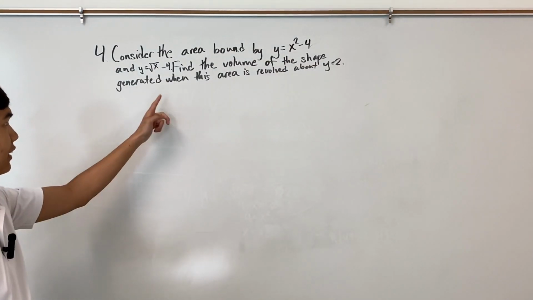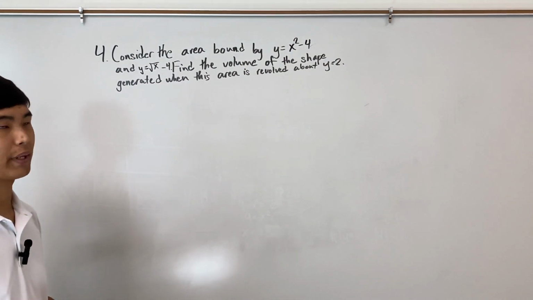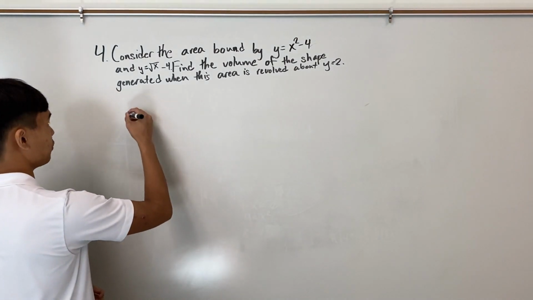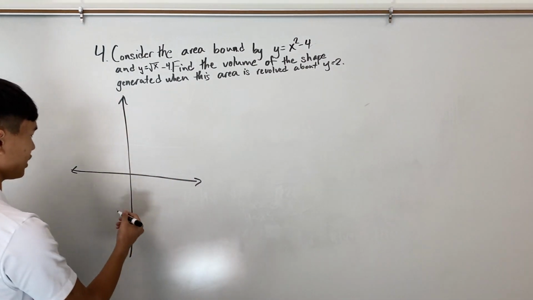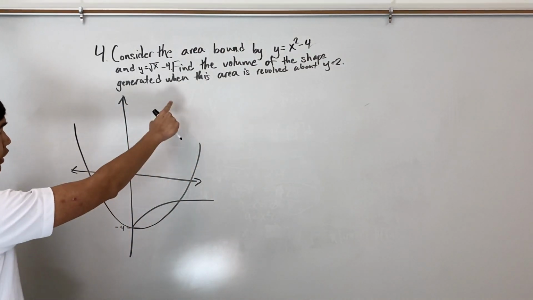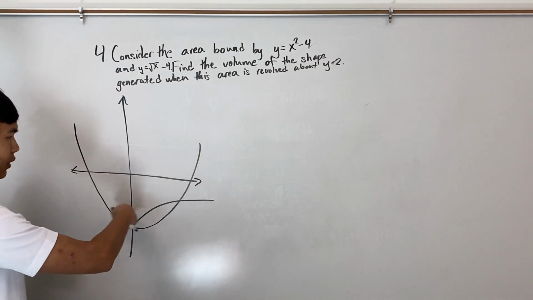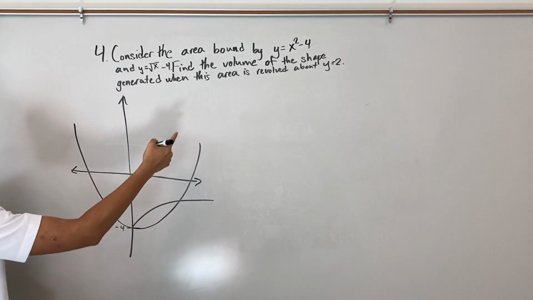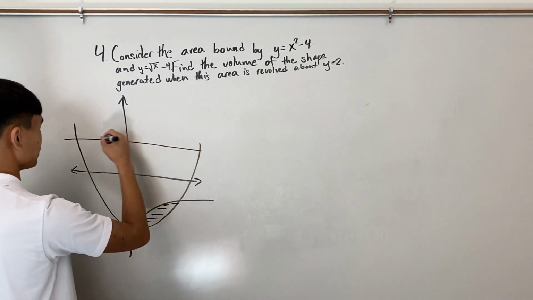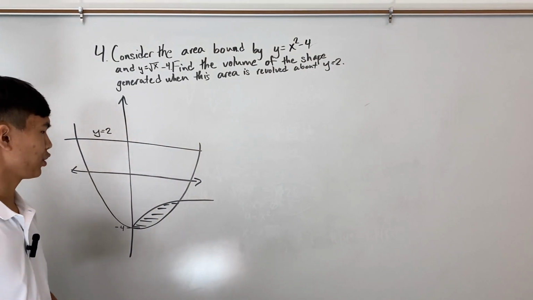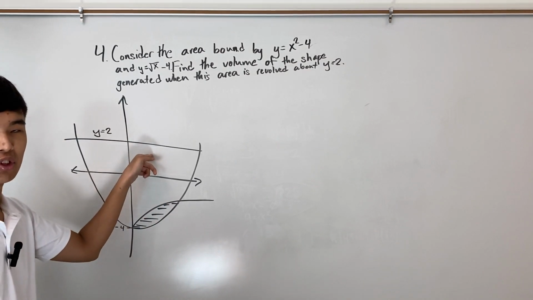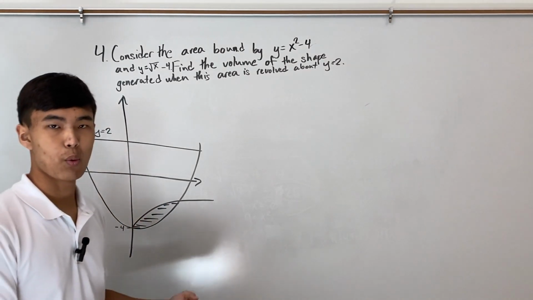So we're asked to consider the area bound by y equals x squared minus 4 and y equals square root of x minus 4. We're going to draw the two curves on our plane and see what they look like. Okay, so I've drawn x squared minus 4 and square root of x minus 4, and here's what they look like. Now we're asked to revolve this area about y equals 2. Let's first establish which method we're going to use. This area does not touch our axis of revolution at all, so we're going to use the washer method.